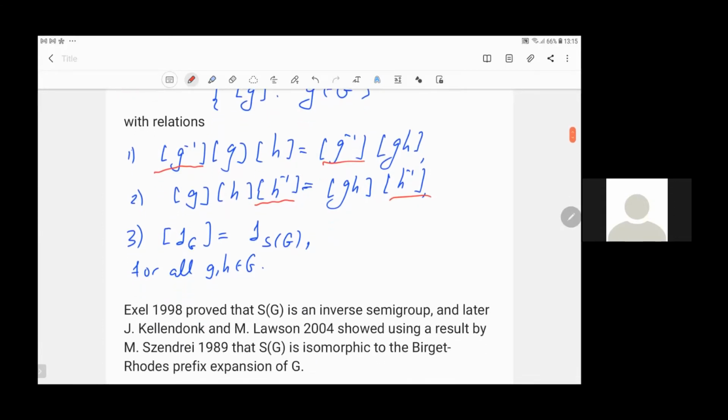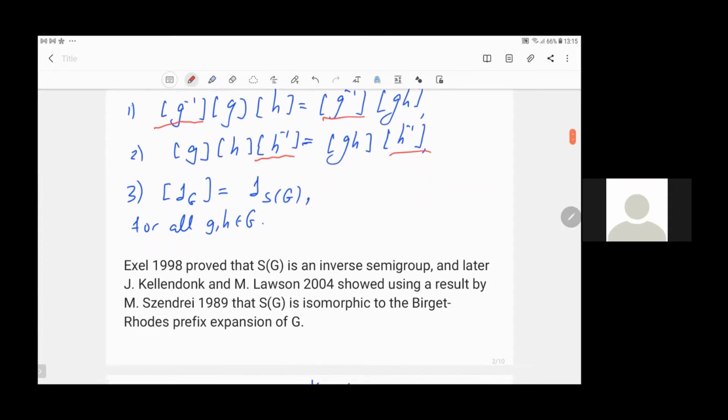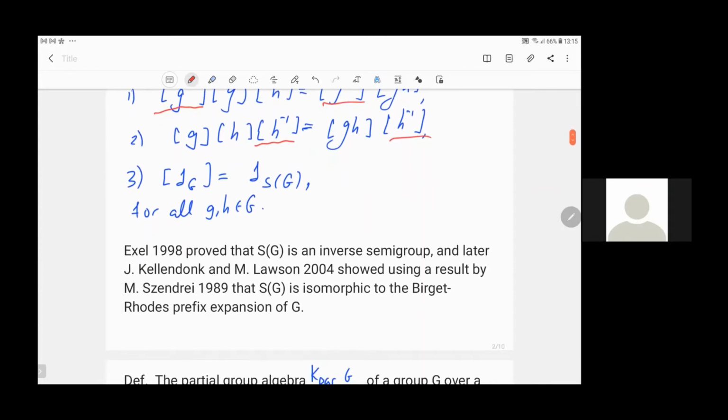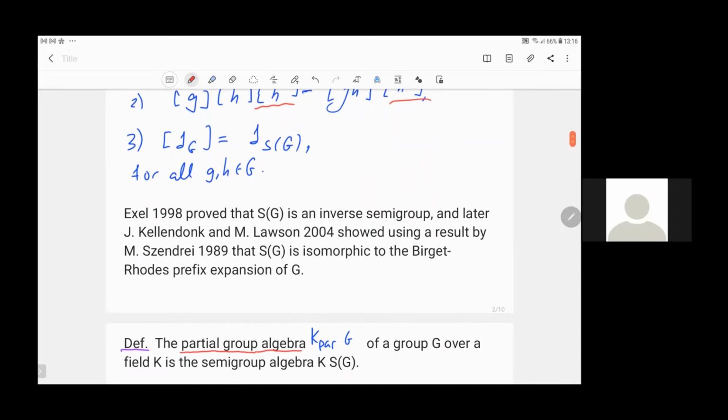Exel proved that this is an inverse semigroup. And then in a later paper, Kellendonk and Lawson proved, using a result by Margolis and Sapir, that this semigroup is indeed isomorphic to a known construction called the Birget prefix expansion of G. And so this fact is used when we're dealing with partial representations in an important way.